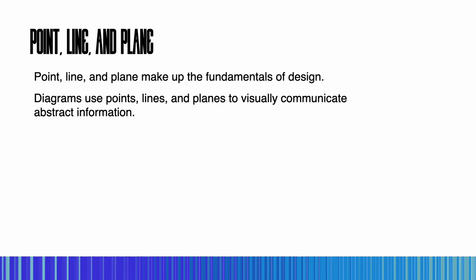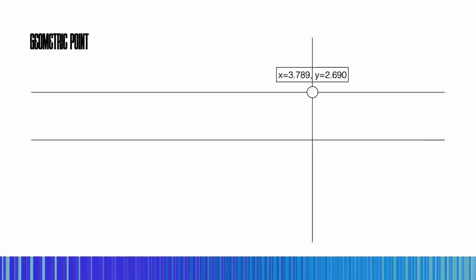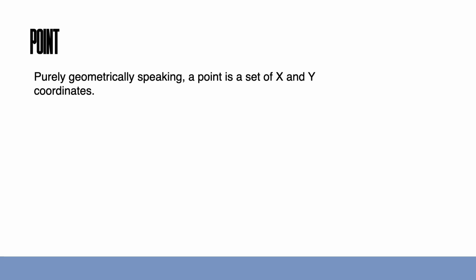Diagrams use points, lines, and planes to visually communicate abstract information. This is a point. For those of you who have taken math, geometry, or anything beyond that, you'll be familiar with this already. Geometric points are on a plane based off of an x and a y. I'm blanking on the terms here, but geometric points, we all understand, especially when it comes to mathematics and geometry, your x and your y, off of the x and y axes, are going to give you a point, or a coordinate is what I was looking for. Purely geometrically speaking, a point is a set of x and y coordinates.